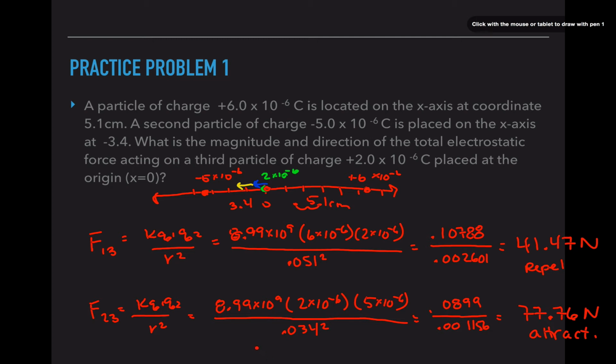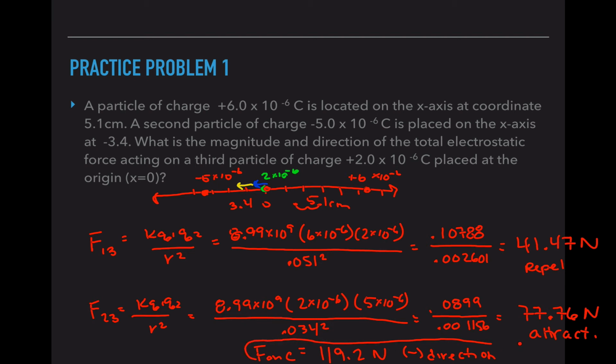So my total force on object C, I'm going to take these two numbers and add them together since they are both going in the same direction, and that's 119.2 newtons in the negative direction. So I took two individual forces between these two dots and these two dots, and then combined them based on whether they were in the same direction or a different direction. Okay? So this is really easy when they're on the same plane. All you have to do is add them together or subtract them to separate them.